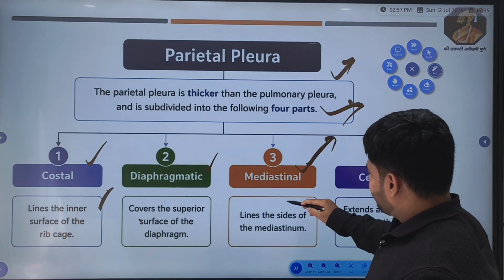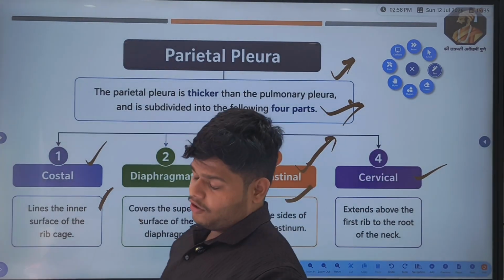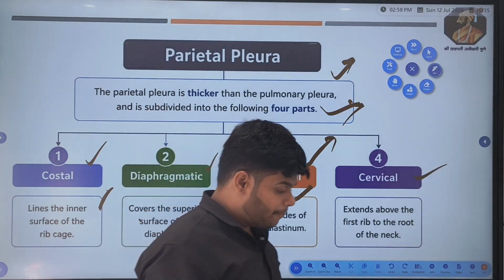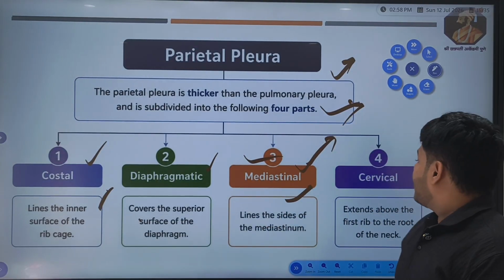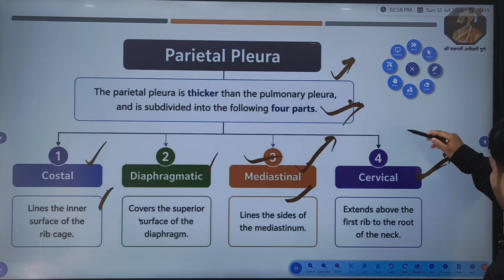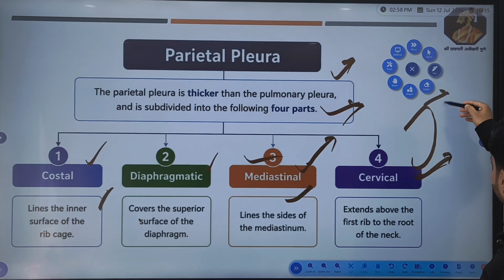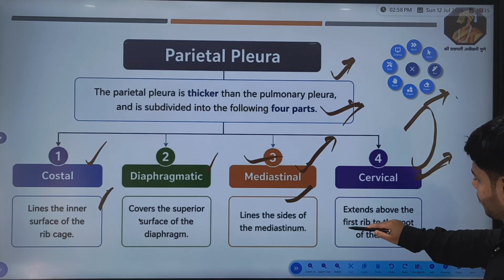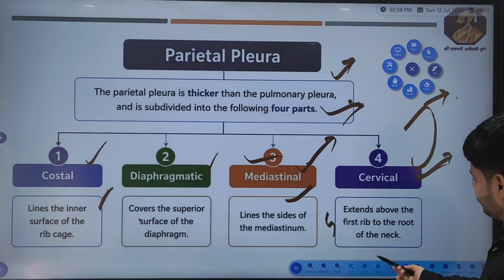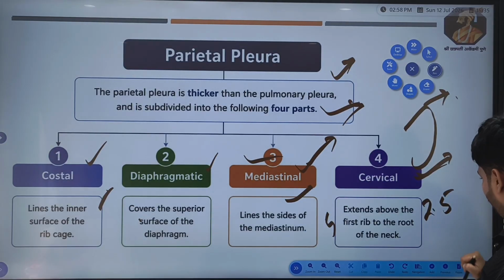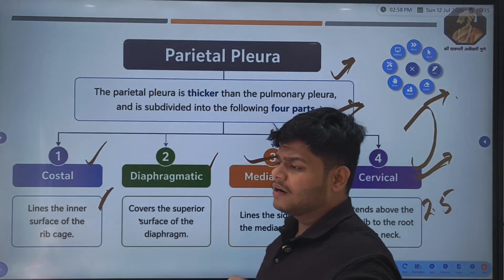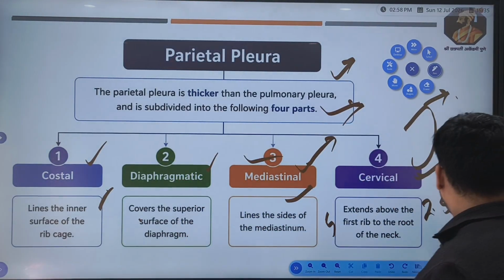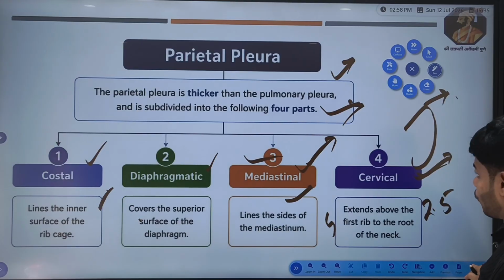Mediastinal lines the mediastinum. It is tilted towards the left side. So it is the third type of pleura, called the mediastinal parietal pleura. And the cervical pleura comes at the apex. Here it extends above the first rib to the root of the neck, 5 cm from the first rib and 2.5 cm from the medial 1/3 of the clavicle. That is the apex of the parietal cervical pleura.